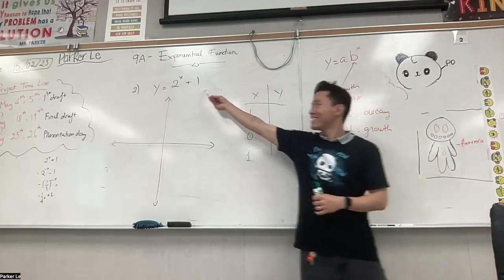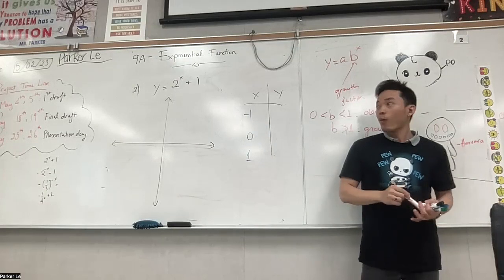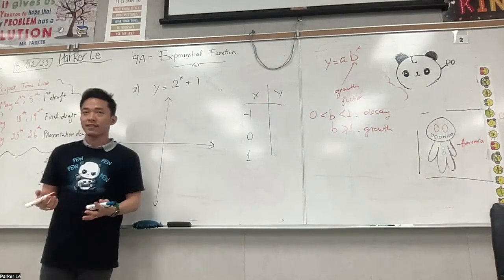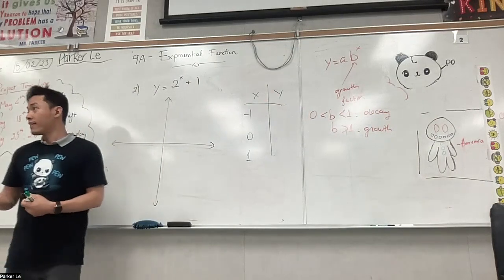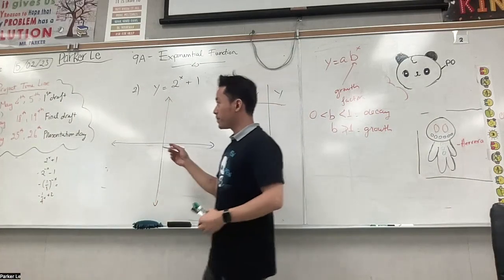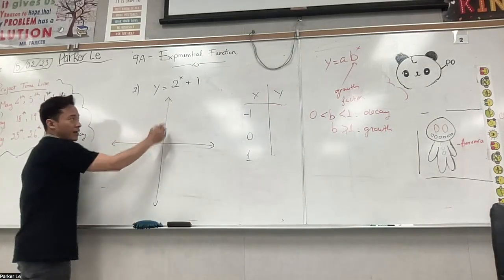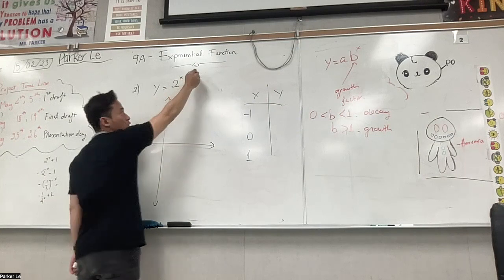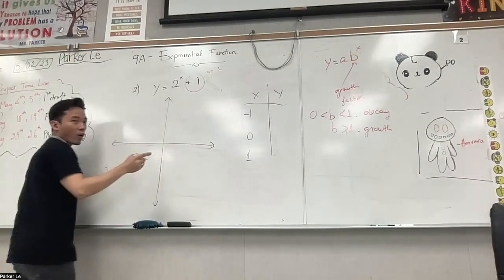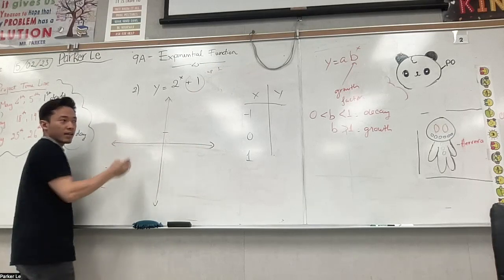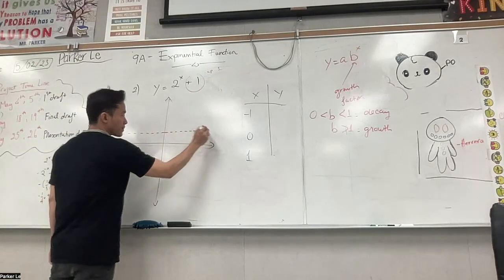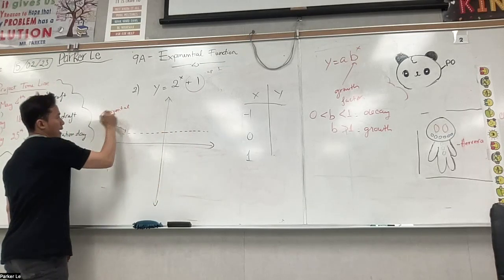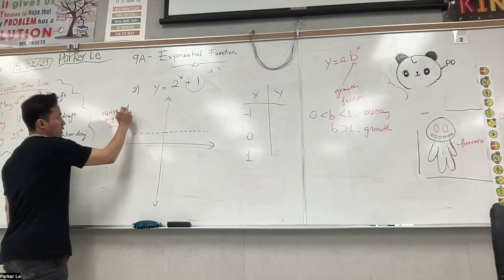Don't look at me, look at this. What is the difference between this example and the previous example? So, what do you think? Exactly. 2 points in there, yeah. What move is this? Left, right, up, down? This one is up by 1. So the horizontal asymptote is going to move up by 1. So it's going to be y equal to 1 right here. So this is the horizontal asymptote.